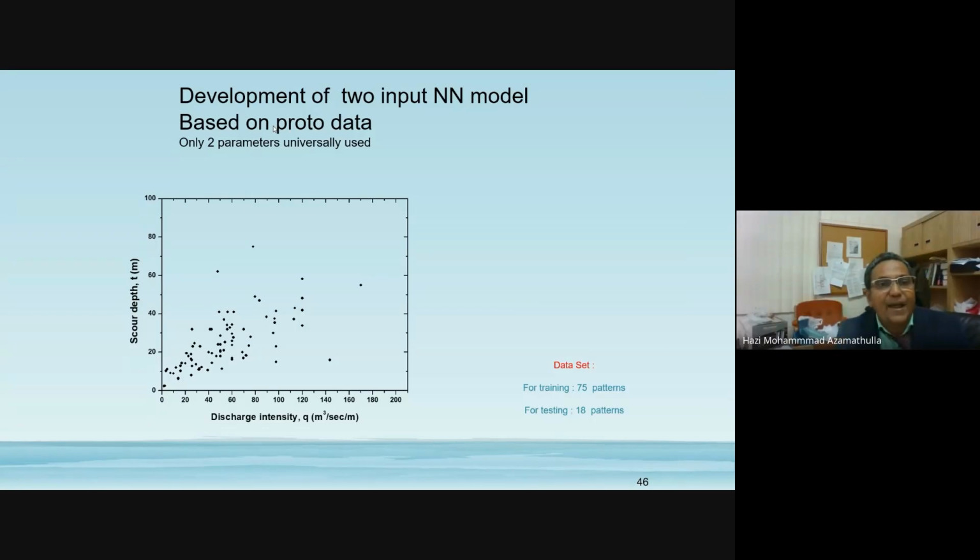Now come back to see two inputs. This is real data I collected. I tried to plot the discharge intensity against scour depth. This is from real dams I collected. You can see that if I try to fit anything, there is nothing, just high randomness. So for training, to derive the regression equation, I also used 75 patterns, 75 data sets. Next.